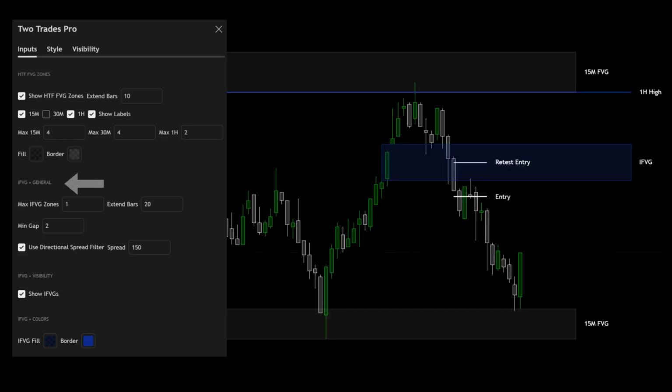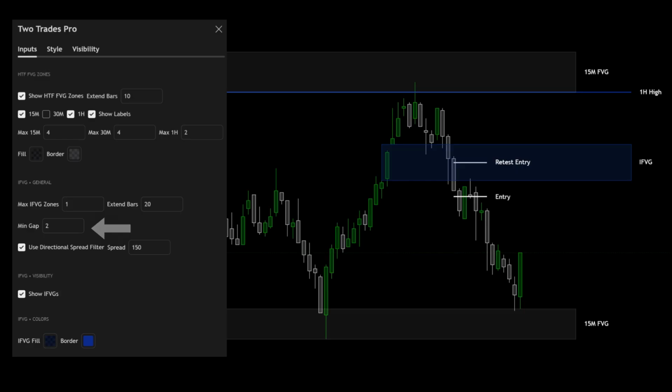Next is inversion fair value gaps, or IFVGs. This is where trade setups begin to form. The system identifies imbalances in price, tracks when those imbalances are invalidated, and creates potential reversal opportunities. You can control the maximum number of IFVG zones visible at once to keep the chart organized.